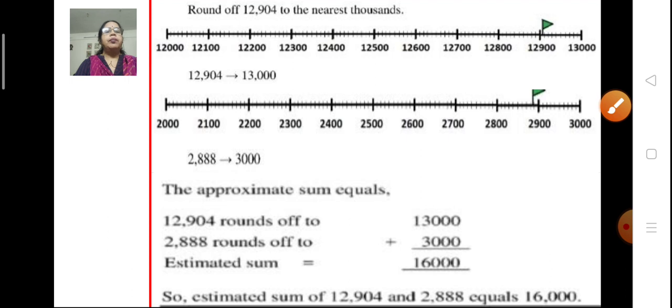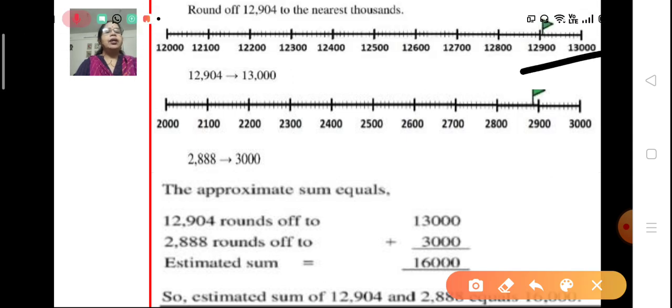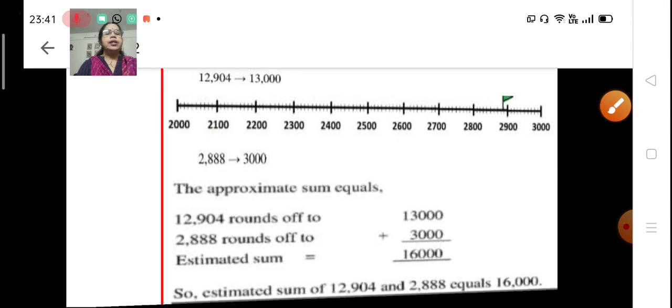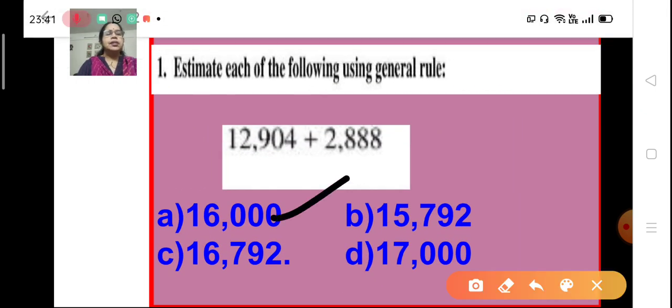You can see on the number line that 12,904 is closer to 13,000. All right. So, it can be rounded off as 13,000. And similarly, 2,888 is closer to 3,000. All right. So, the estimated sum will be 13,000 plus 3,000, that is 16,000. So, the correct option is 16,000. All right. So, we will take this answer.